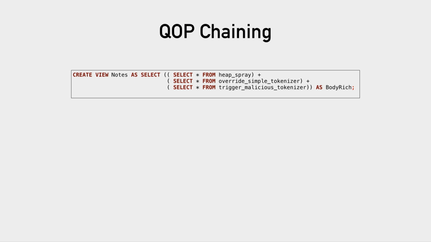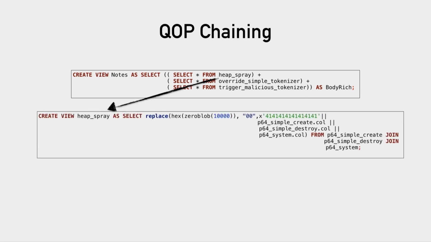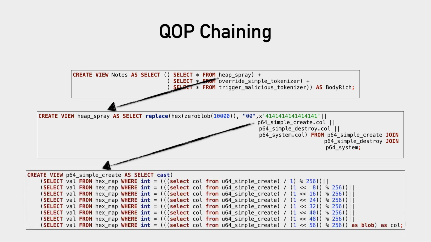And you might ask yourself, what is a heap spray? Well, heap spray is obviously a COP chain. It's another view called heap spray that utilizes our heap spray capabilities. We start with a bunch of A's, and then we concatenate one of the pointers that we are interested in, P64 simple create, for example. Needless to say, P64 simple create is another view, right? It's a packed version of U64 simple create.